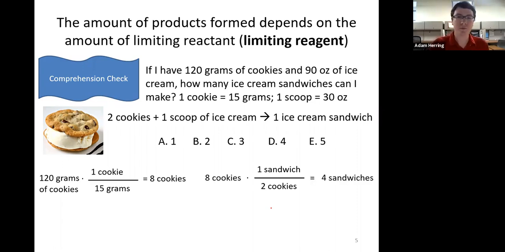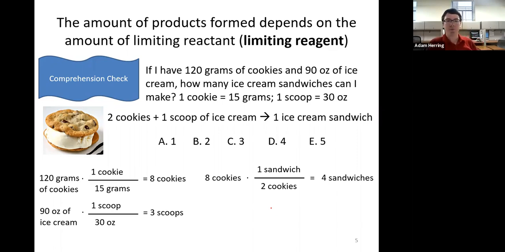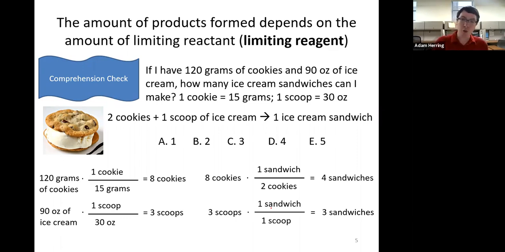Now, looking at the ice cream, if we have 90 ounces of ice cream and each scoop is 30 ounces, then we would end up with 3 scoops of ice cream. If we used all of our scoops of ice cream, it takes 1 scoop per sandwich, we would make 3 sandwiches. So which is it? Do we make 4? Do we make 3? Well, hopefully you should see that it's impossible to make 4 sandwiches when we only have enough ice cream for 3. So ice cream is our limiting reagent.